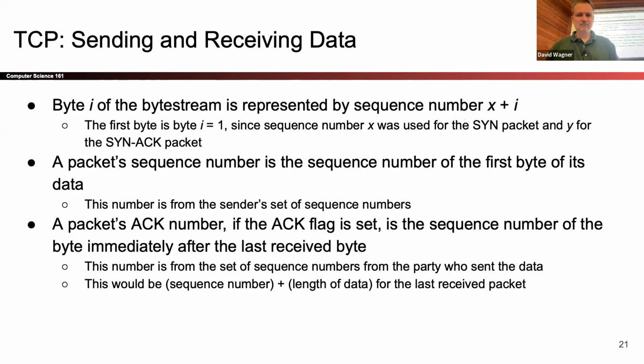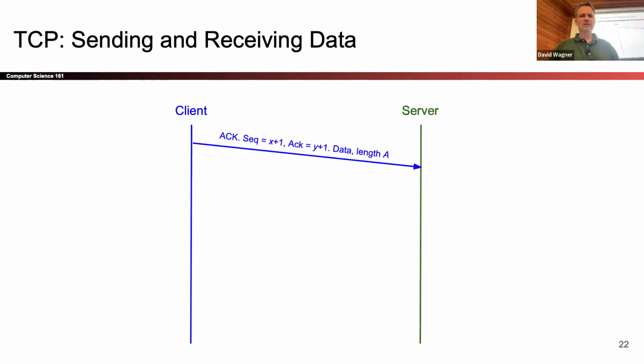All right, so the way this looks is, if the connection is established and there's some data to be sent, like if the client is the first one sending some data, the first packet will contain the initial sequence number that the client chose, will acknowledge the initial sequence number that the server chose, and then have some data. Let's suppose that has length A, like 100 bytes.